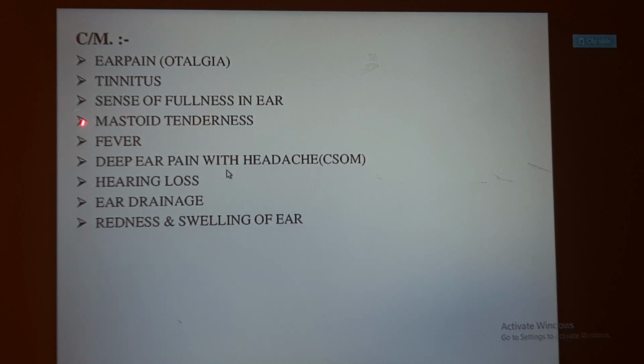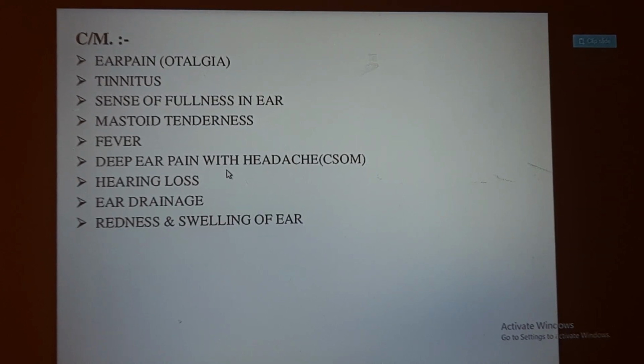Due to infection and inflammation, fever is very common. And then deep ear pain with headache. Hearing loss occurs; the person can no longer hear any sound or noise. Ear drainage will be there, that is, discharge from the ear, and redness and swelling of the ear will occur. These are the symptoms of otitis media.